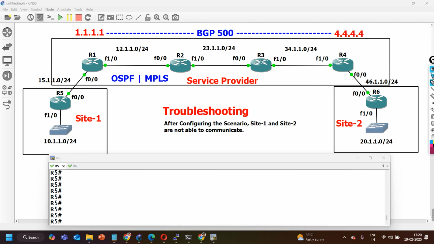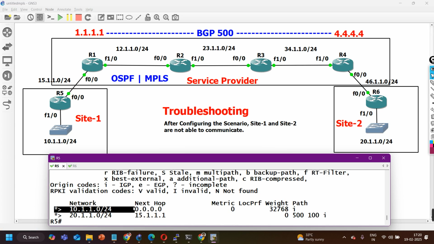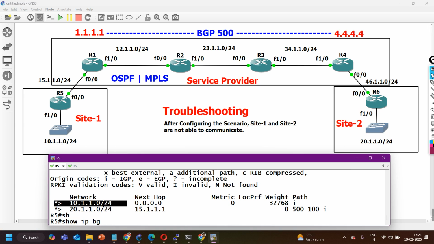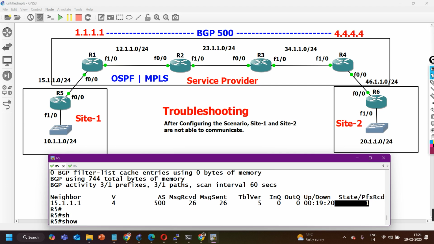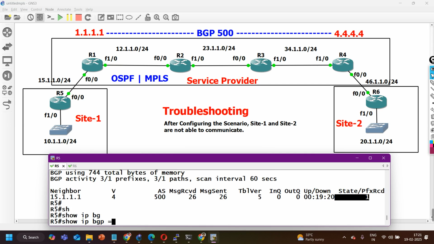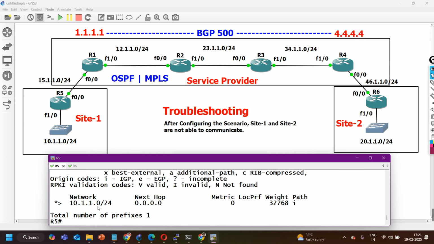BGP pairing is fine. For an example, if I talk about R5, R5 is advertising this subnet 10.1.1.0. So show ip bgp, you can see in the BGP table we have this subnet. Who is the neighbor? Show ip bgp summary: 15.1.1.1. You can see to this neighbor it is advertising one prefix, one subnet, right? Even you can check which subnet it is advertising: show ip bgp neighbor 15.1.1.1 advertised-routes. You can see 10.1.1.0/24, next hop is 0.0.0.0. Fine.